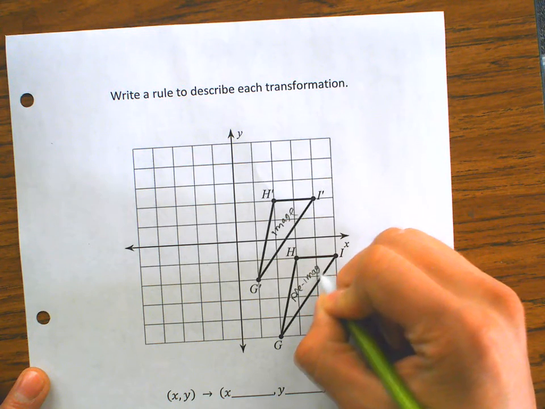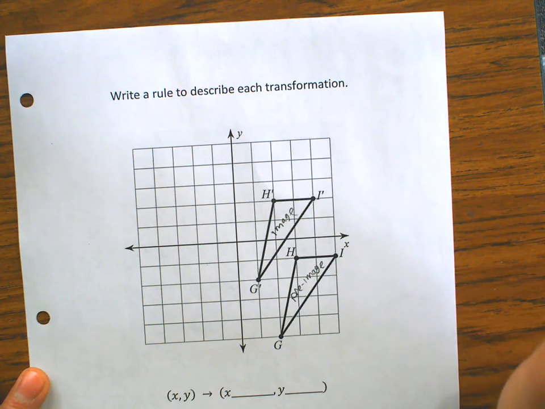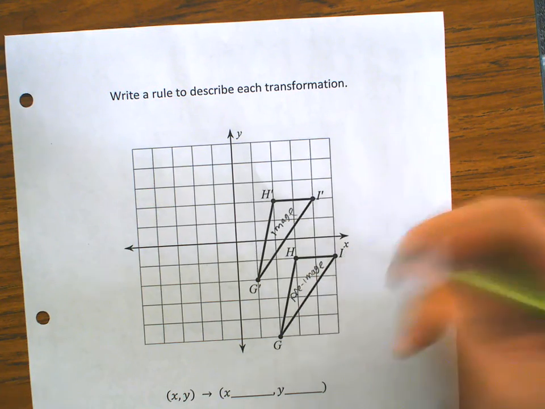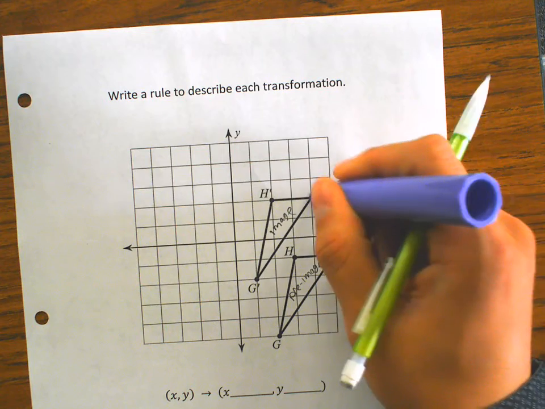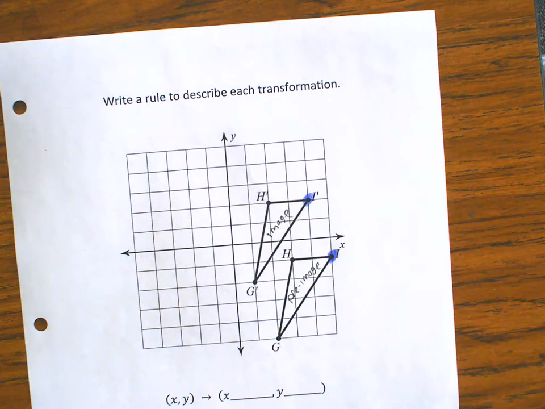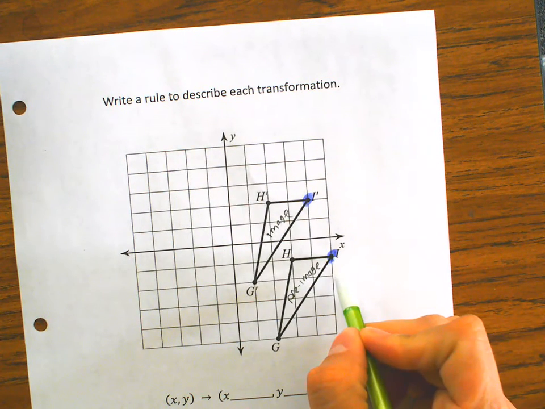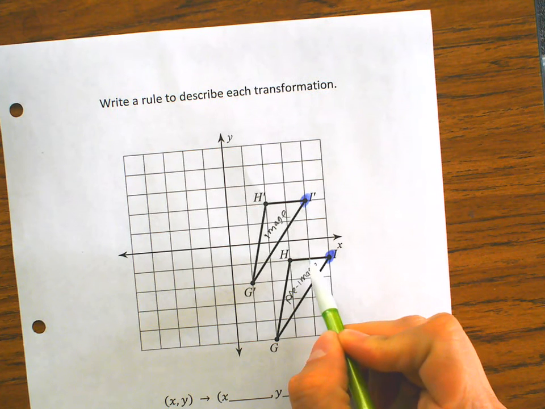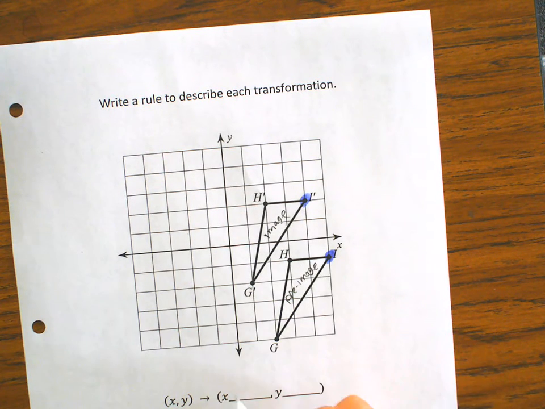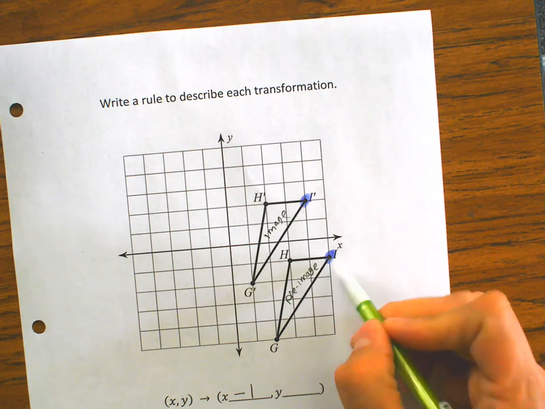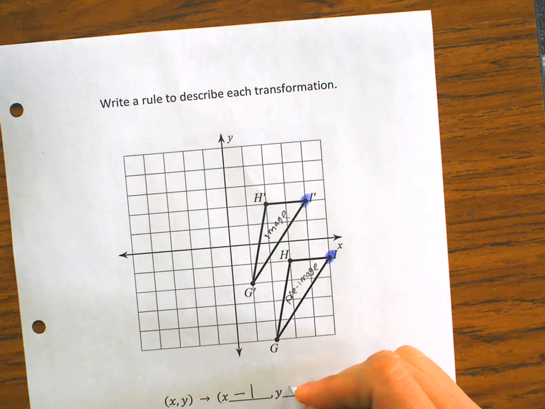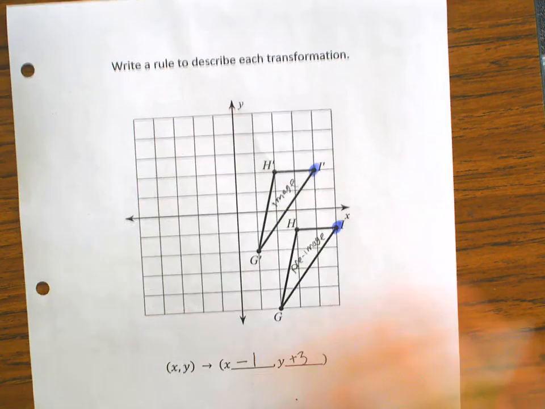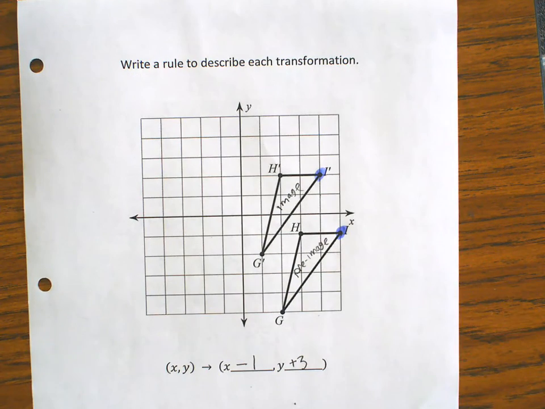So what I'm going to do is look at only one set of points. So say, for example, I want to look at I. How can I get from I to I prime? Okay, so I'm going to do a horizontal change first. That's going to be -1. So that's x -1. And then up 1, 2, 3. So that's going to be the rule for that translation.